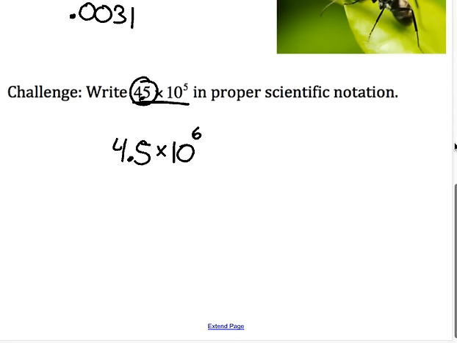So that's kind of a fun thing to know as well, how to adjust if it's already written in kind of a pseudo-scientific notation, how to adjust it, okay? Every time you move the decimal, it just changes the power of the 10, all right?